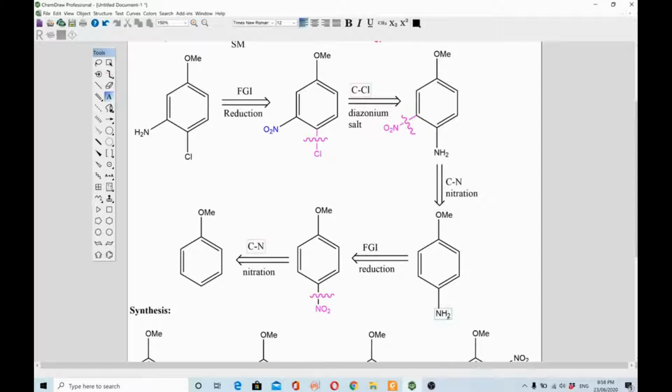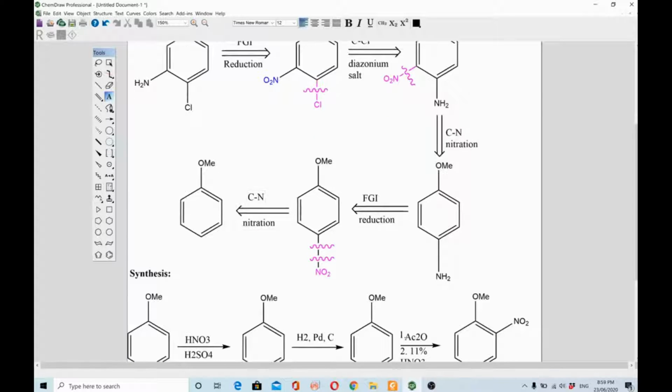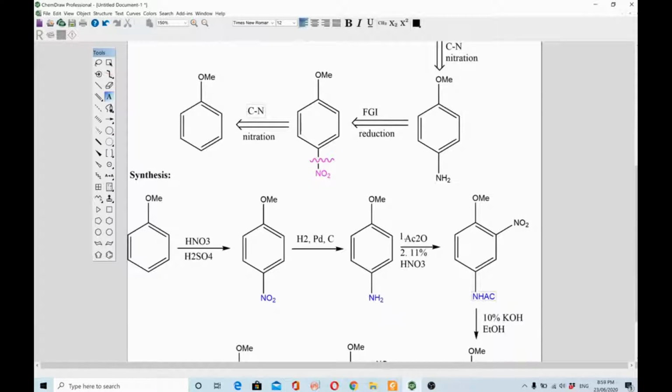And in that next step you have to do FGI reduction, again similar to the first step. You convert NH2 into NO2. And last step, you remove the nitro group and you are at methoxybenzene. This was the retrosynthetic analysis of this molecule. Now let's have a look at the synthesis.